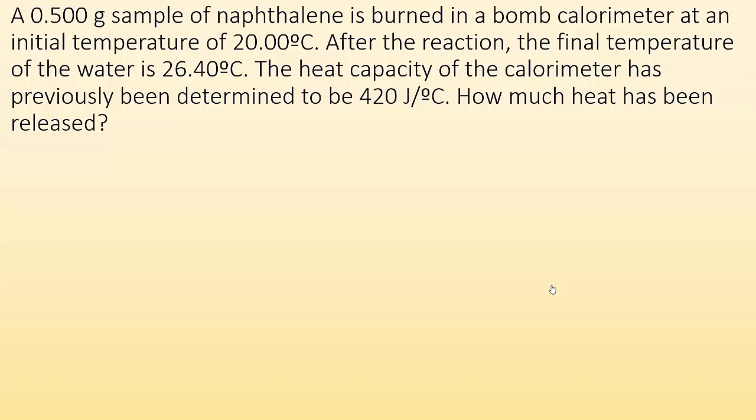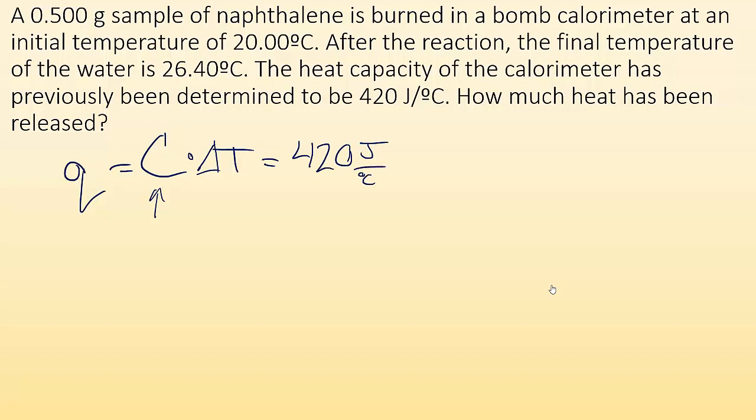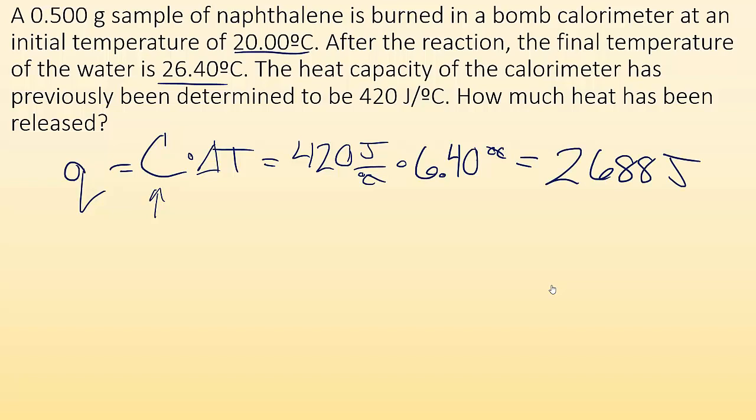All right, so for this, our equation gets a little bit simplified. Q, which is our heat, is going to equal capital C, which is our heat capacity, times our change in temperature. Right, so that is the heat capacity, which they tell me is 420 joules per degree Celsius. So now we just multiply it by the delta T. Well, it went from 20.00 to 26.40, so easy math there, 6.40 degrees Celsius, right? Degrees Celsius cancels out. You're left with joules. You plug and chug, and you get 2688 joules. So that's how much heat has been released.